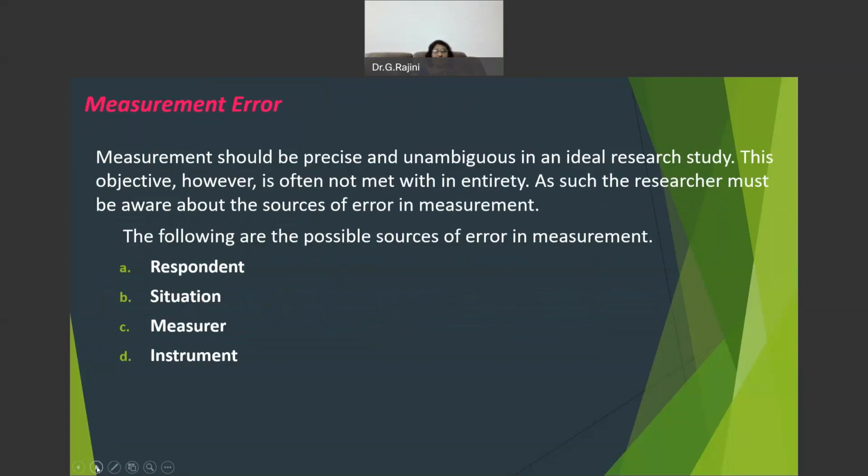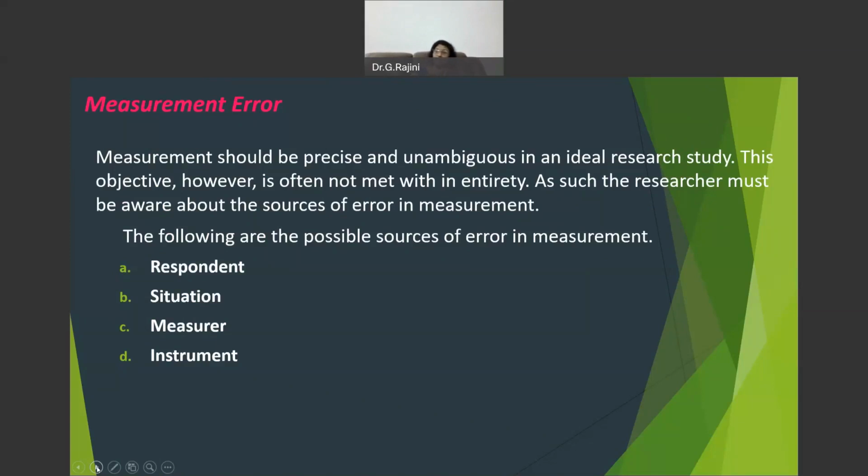To err is human. Like so, the measurement also will have some error. But the error should be within limits. So the measurement should be precise and unambiguous in an ideal research study. This objective, however, is often not met in its entirety. As such, the researcher must be aware of the sources of error in the measurement.